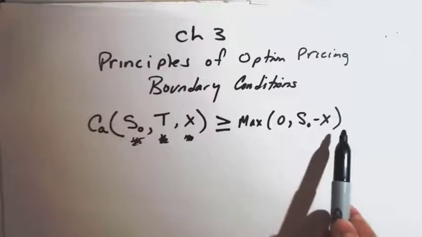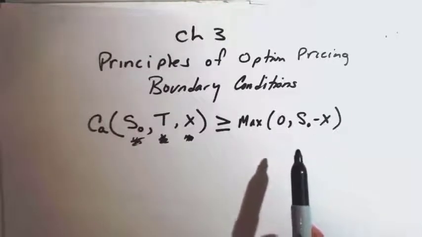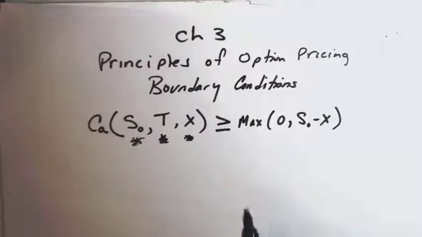So this can never be negative, is what this is saying. An option value can never be negative because think about it. The option gives you the right, but not the obligation. It's not forcing you to do anything you don't want to do. So this option will always have a 0 value or positive value, never negative.